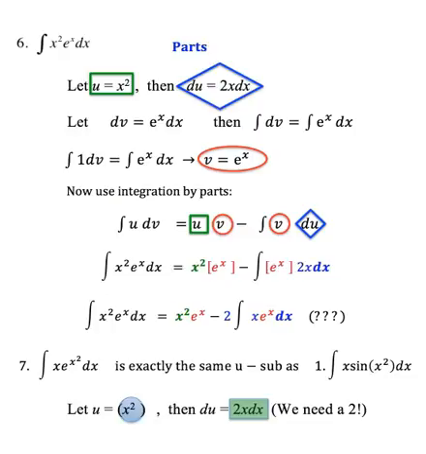Number 7. If you noticed that number 7 looked a lot like number 1, that was a great observation. Because if you let u equal x squared, du is then 2x dx, you need a 2, whether that's in problem 7 or in problem 1, and you can solve problem 7 just like you did problem 1.